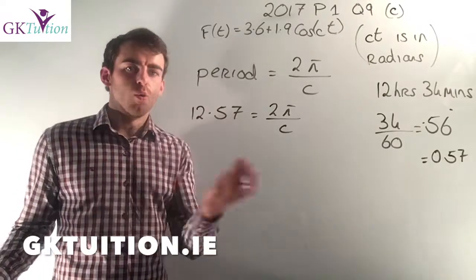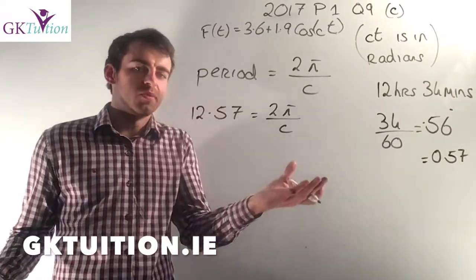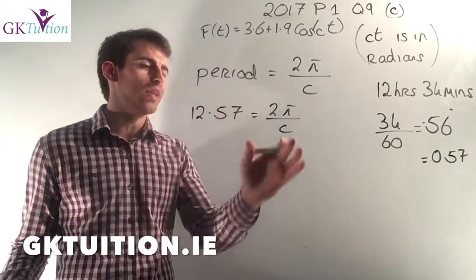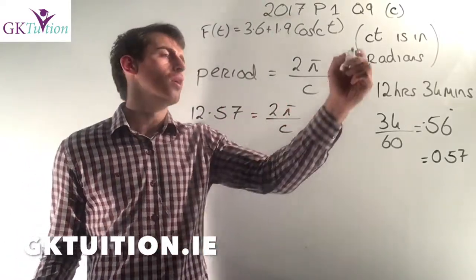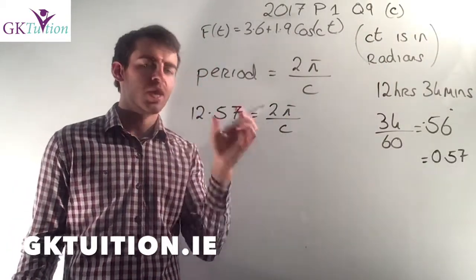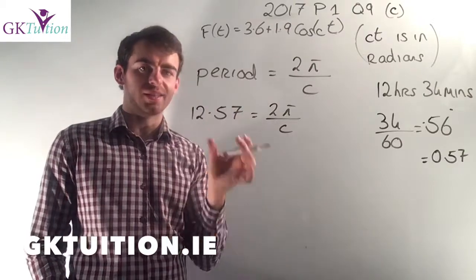Now all of a sudden I've got one equation, one unknown. It's going to be relatively straightforward to find my c. But the important thing here is I'm starting to deal with a pi, which means I have to take into account that ct is in radians. So my calculator has to be in radians to get the answer here.